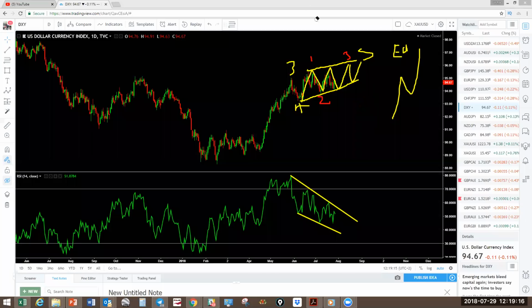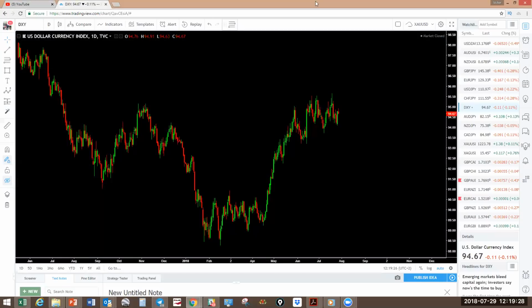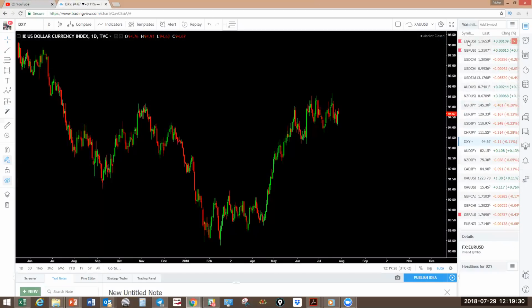So either way, it doesn't matter. We will know when this is complete that this is the move, okay? So that is how clear that is for now. So now let's go into the lower time frame and see how this is playing out. Let's go to Euro US dollar.